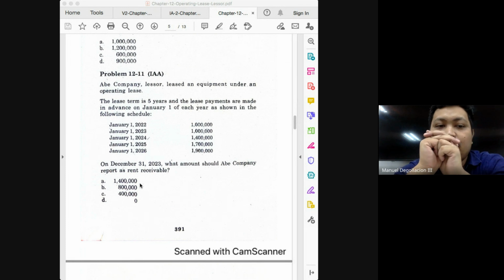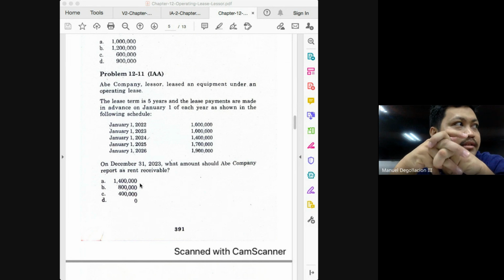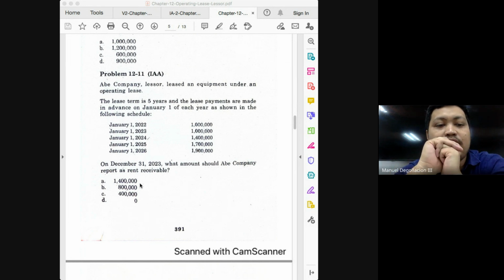And how much will you receive in 2022? Only 1 million. But how much have you already earned? You have already earned 1,400,000. So by the end of the first year, you will have a receivable of 400,000. But why is that not the answer? Because the problem is asking for the end of 2023. Okay. So by the start of 2023, we have rent receivable of 400,000.